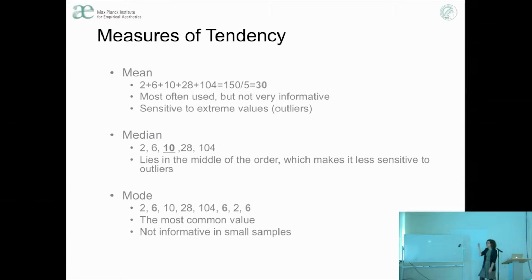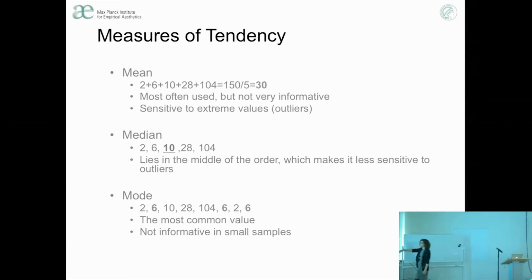Then you have the median. The median is the one value that always lies in the middle of the order. If you would order all of these values, because obviously when you ask people about their age, they will not be ordered in a nice hierarchical way. You have somebody who is 2, somebody who's 104, somebody who's 28, like that. But if you would line them all up hierarchically, then the median would be the one that lies in the middle of your order, which makes it less sensitive to outliers. So when you combine the mean and the median, you already know a little bit more about the tendency of your sample. Then there is the mode, and the mode is the most common value in your sample.